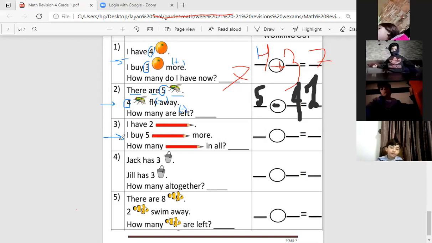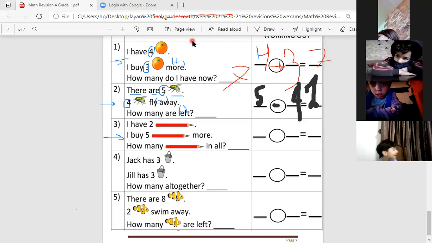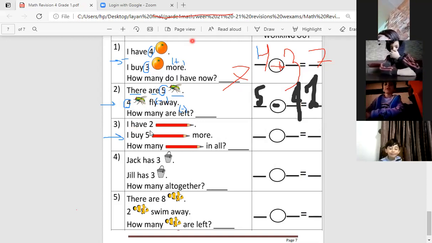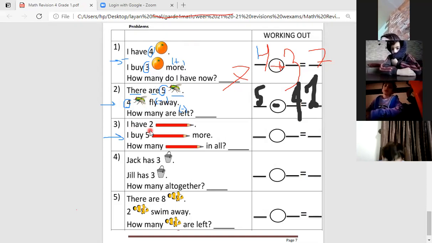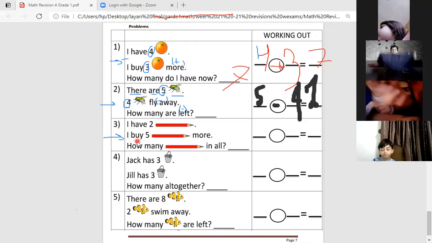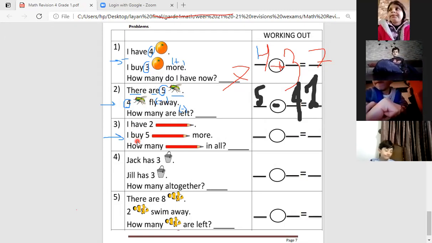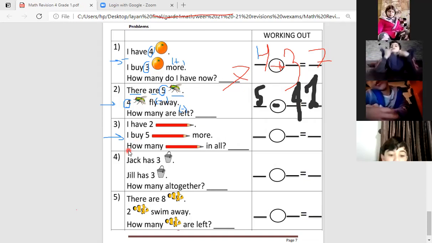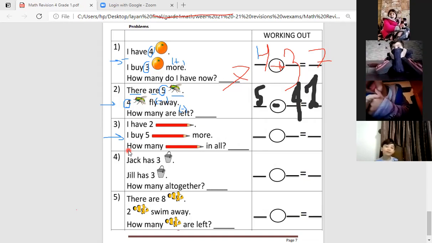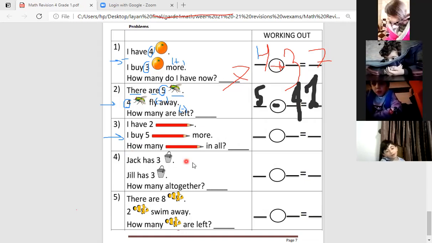Ahmed Azmoud, problem 3. Start reading problem 3. I have 2 pens. Bravo. I have 2 pencils. Bravo. The second sentence: I buy 5 pencils more. Now read the question. How many pencils do I have in all? Okay, Ahmed.